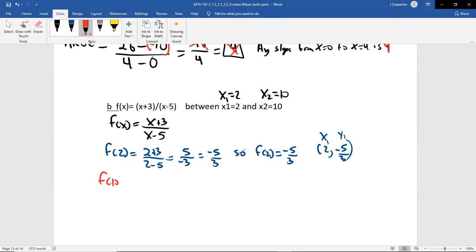Now let's do f of 10, which would be 10 plus 2 over 10 minus 5, which is 12 over 5. And yes, that's 2 2/5, or yes, that's 2.4, but let's leave these as fractions, and not mixed numbers, because they're a pain in the butt to do arithmetic with usually. So f of 10 is 12/5, or as a point, that's 10 comma 12/5. Wait, 13/5. I knew I was making another mistake. It's x plus 3, not plus 2, so 13/5.